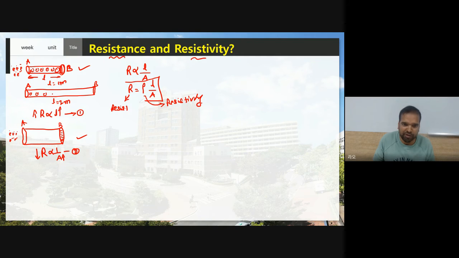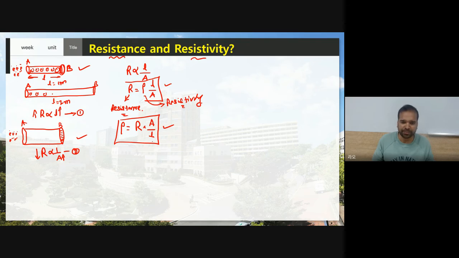Okay, now we want to derive the relationship between resistance and resistivity. As we want to derive the relation between these two, here I am writing resistivity equal to resistance into what? A by L. Yes or no? Resistivity equal to R into A by L. This is the relationship between the resistance and resistivity. Any equation you can use.